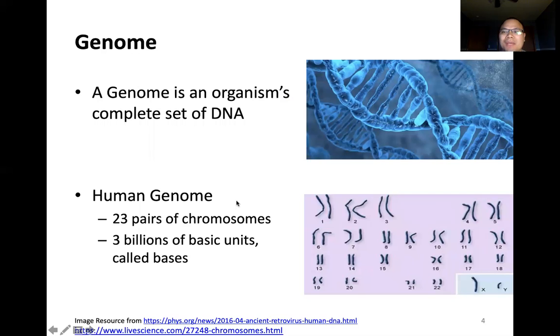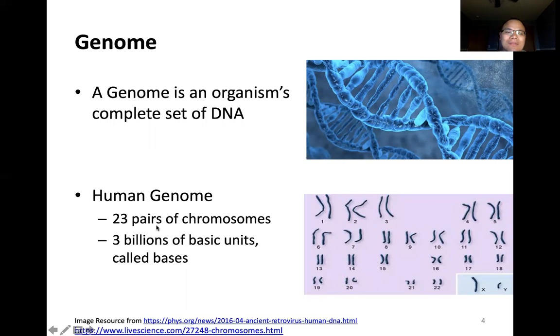And in bioinformatics, we are very interested in the genome. A genome is an organism's complete set of DNA. I think you have already seen pictures like this in movies, and they represent a genome. For the human genome, there are 23 pairs of chromosomes, from chromosome 1 to chromosome 22. If you are female, you have two X's. If you are male, you have X and Y.